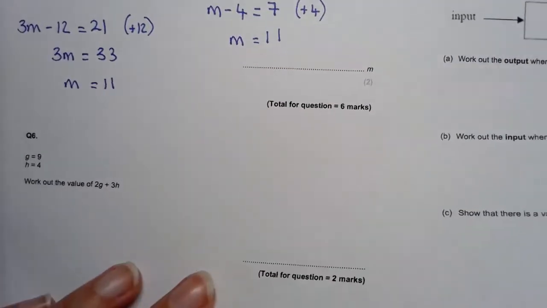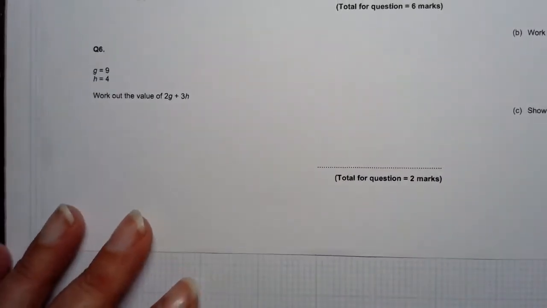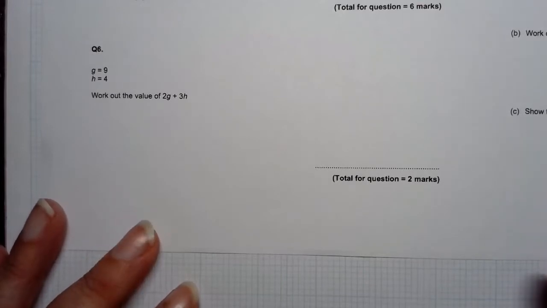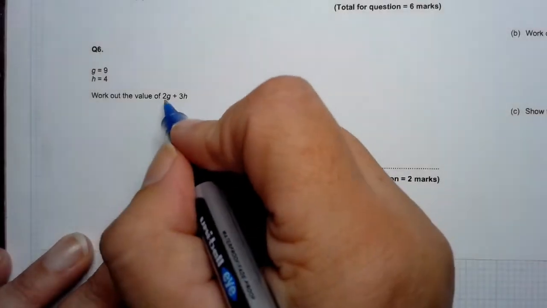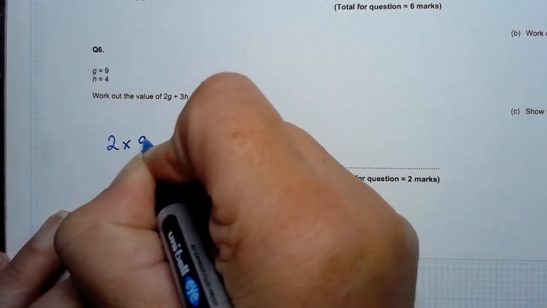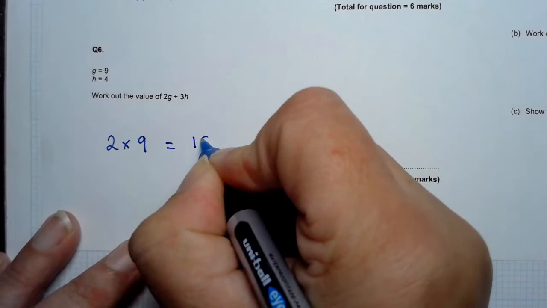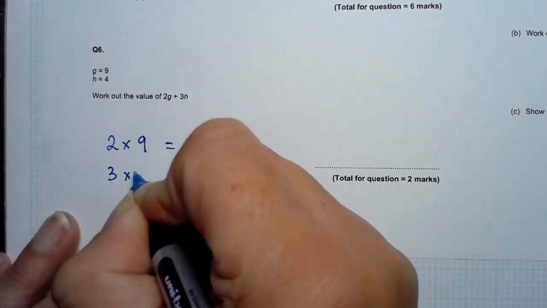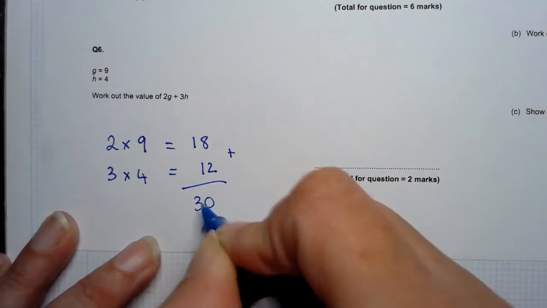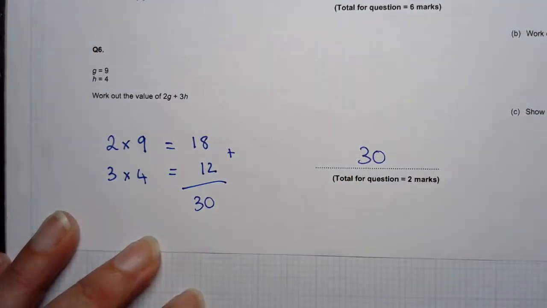Question 6 is another substitution question. So we're given a value of g of 9 and a value of h of 4. So we are going to work out 2g plus 3h, so that's going to be 2 times 9, which is 18, and then 3 times 4, which is 12, and we're going to add those together, getting an answer of 30.